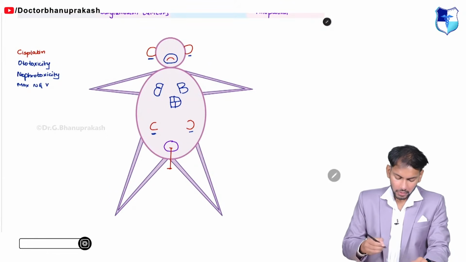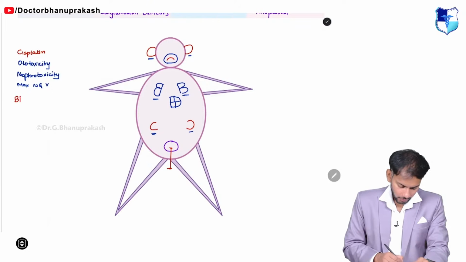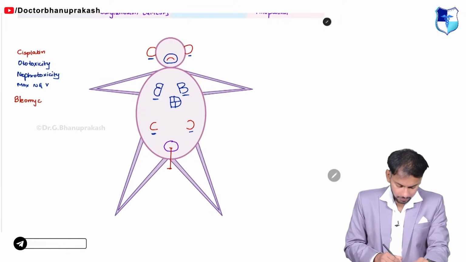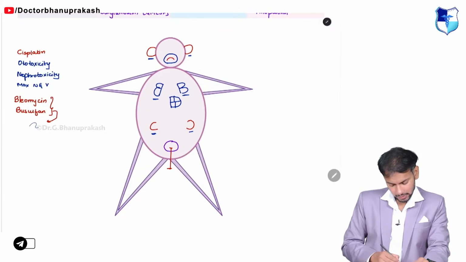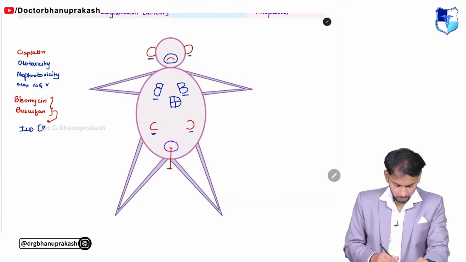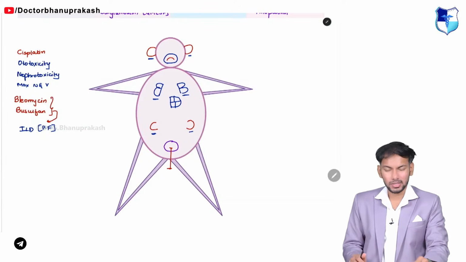Now, see here, this is B. B for bleomycin, busulfan. Both of them will together cause, these are lungs, it is causing ILD, interstitial lung disease, pulmonary fibrosis. Amiodarone also causes this. We talked about it. Methotrexate also causes this.